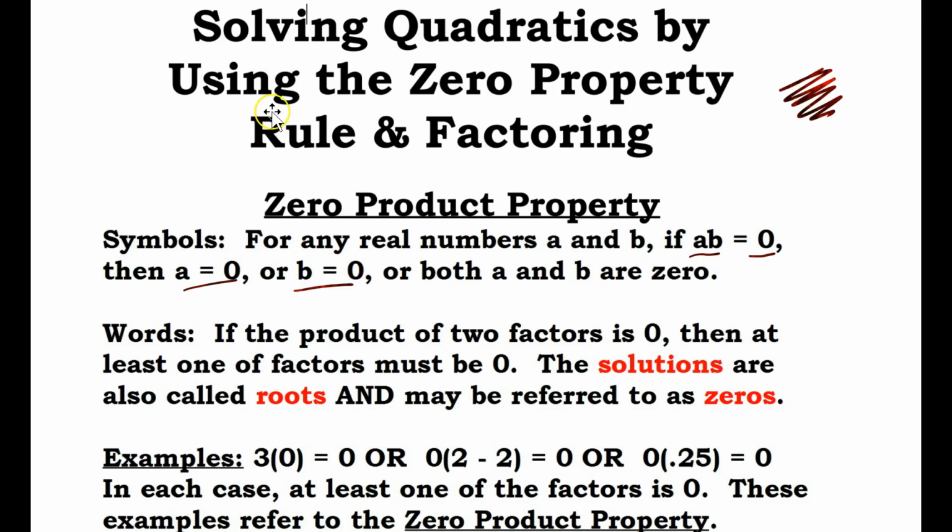And so we then went on and saw some examples. 3 times 0 is 0. Therefore, 3 had to be 3, but 0 had to be 0. One of them had to be 0 in order to multiply 0 times whatever this is. Even though I do 2 minus 2, it's going to be 0. But again, 0 times whatever this is, it's still going to give me 0. 0 times 0.25 equals 0. So this would be my A, this would be my B. All right, so pretty much that's what it is. It says, in each case, at least one of the factors is 0. These examples refer to the zero product property.